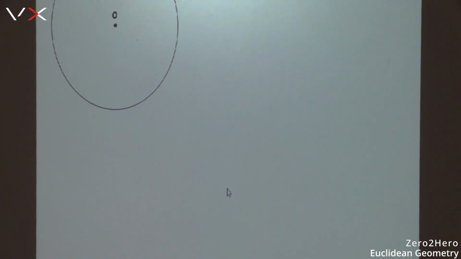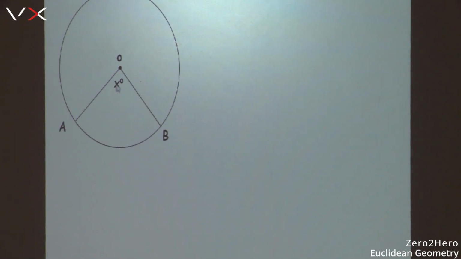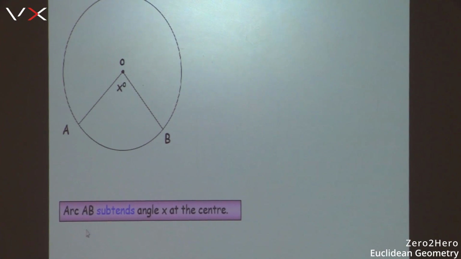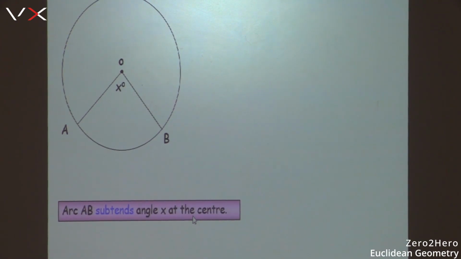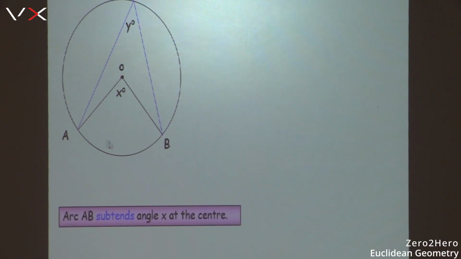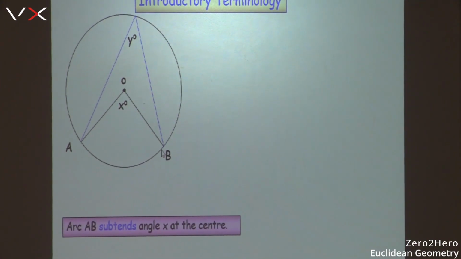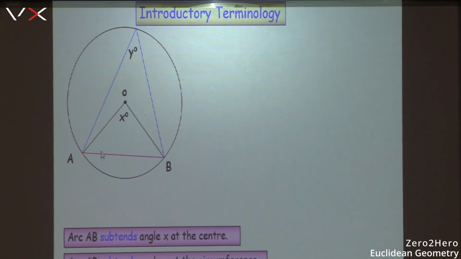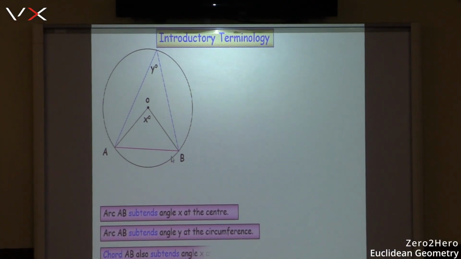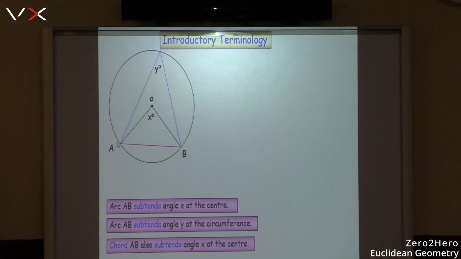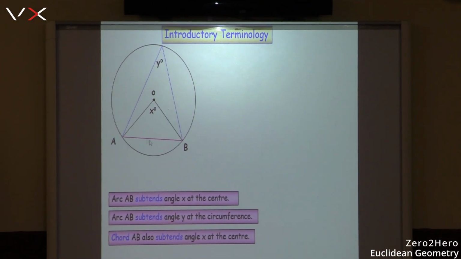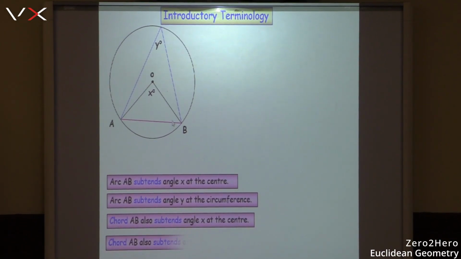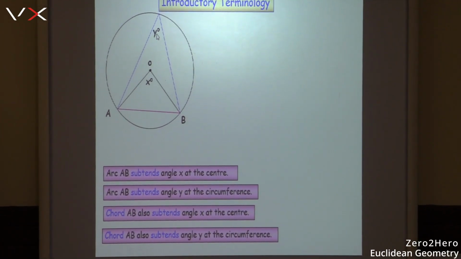The terminology is important. That simply means subtends. We've got arc AB subtends angle X where? At the center. That's how you read it. Arc AB subtends angle X at the center. Arc AB subtends angle Y at the circumference. I'm introducing the center theorem now. Whether the arc or the chord, it does the same thing. Chord AB subtends angle X at the center. They can be subtended by the arc or a chord. The same chord subtends angle Y at the circumference.